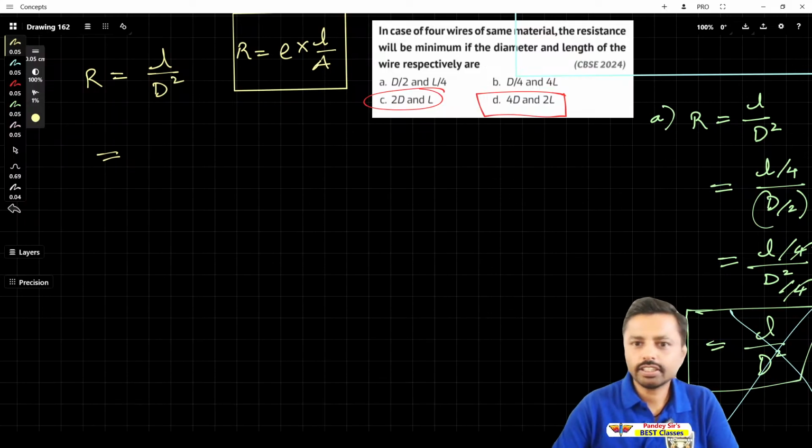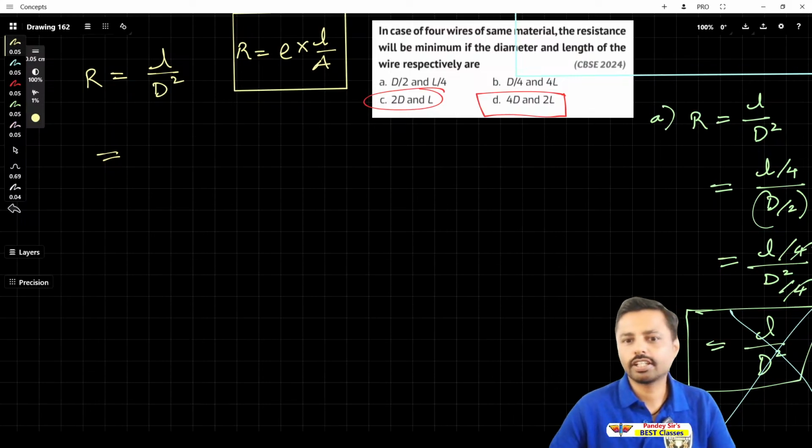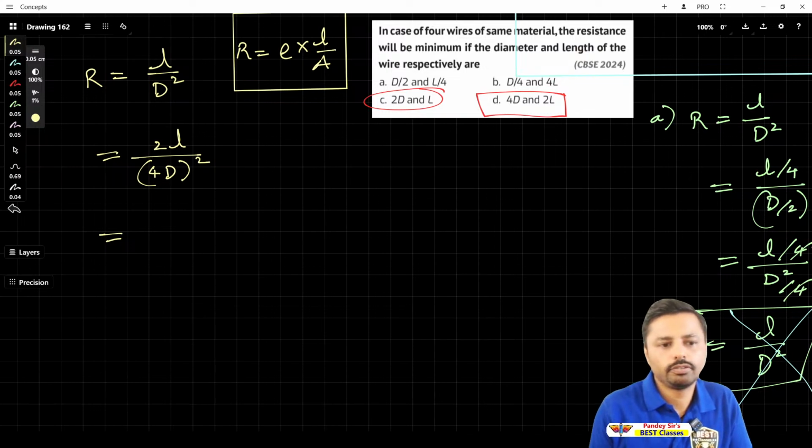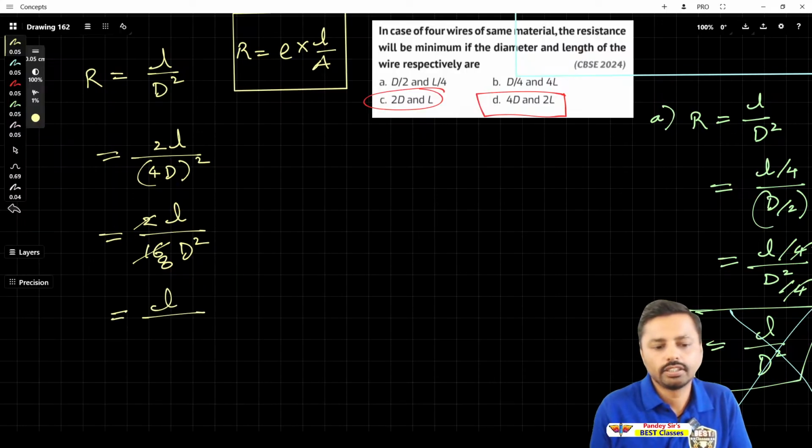Who thinks C is correct and who thinks D is correct? Mention that in the comment. And I'm going to put the values. R equal to L is 2L currently as per the given value, and D will be 4D whole square. Let's do it. It will be equal to 2L as it is. 4 square is 16, and D square is D square. 2 by 16 is 1 by 8. So R equals L by 8D square, which is the correct answer.